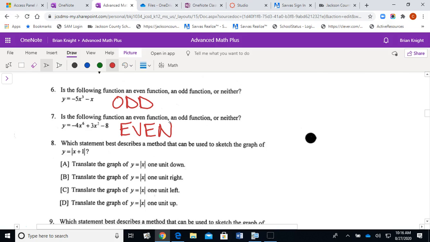If it's even, you flip it over the y-axis, it should look the same. So when is it neither? Whenever it has odd... When it has both. If you have even exponents and odd exponents, then it's neither.